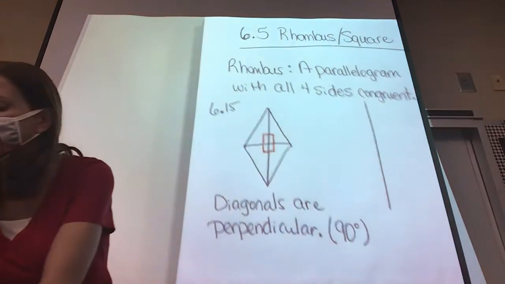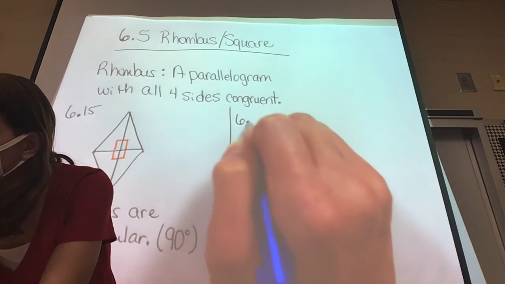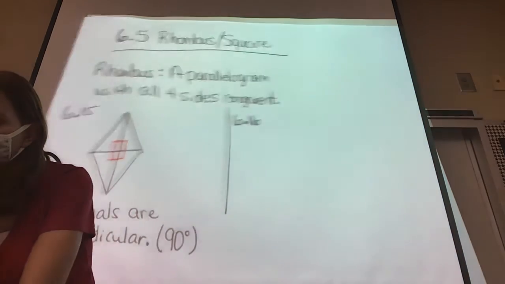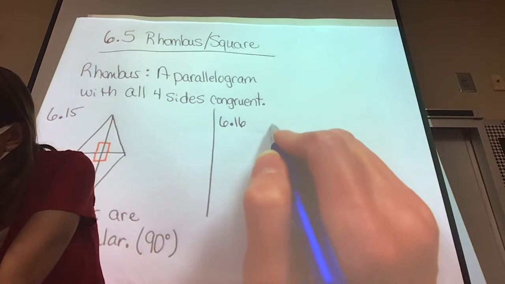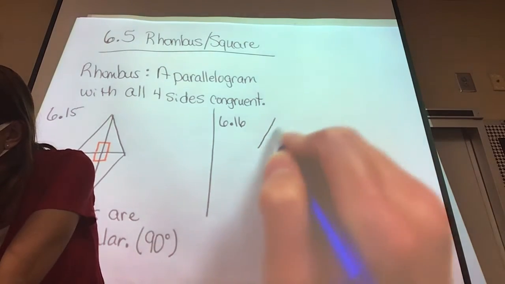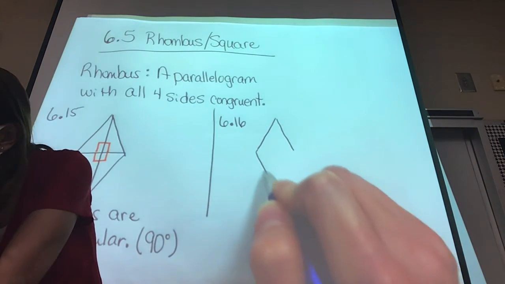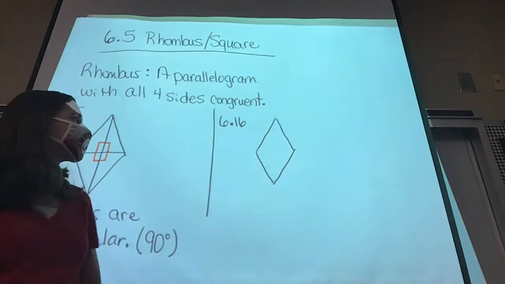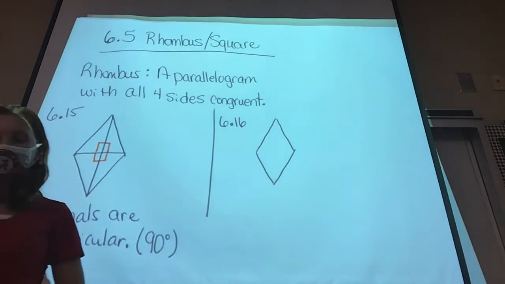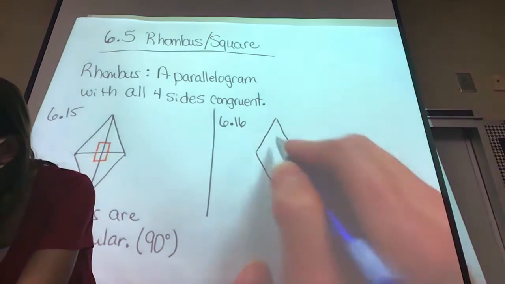So this is going to be 6.16. So we got another kite here, whatever you want to call it. It's a rhombus. So draw one more here on the other side. Doesn't matter how big, how small you draw it. It's not going to matter. Go ahead and put your diagonals in.